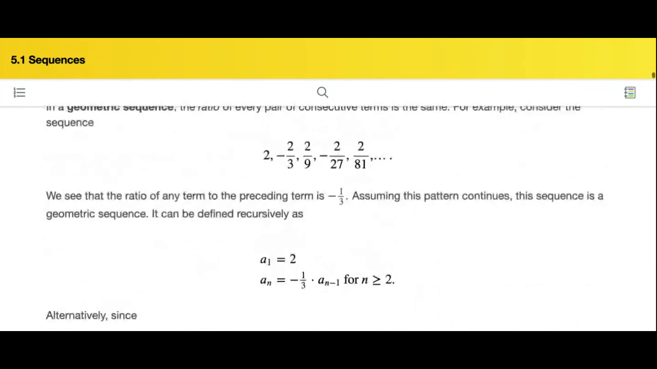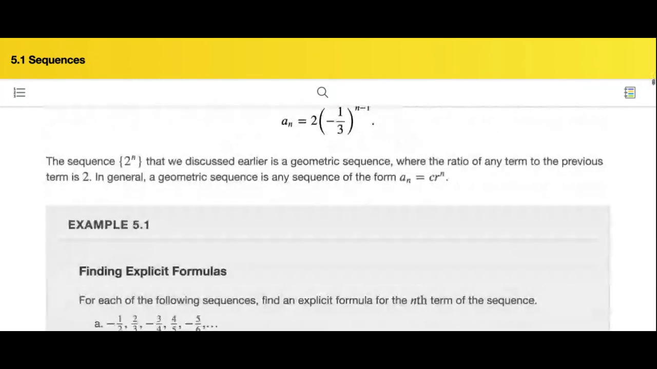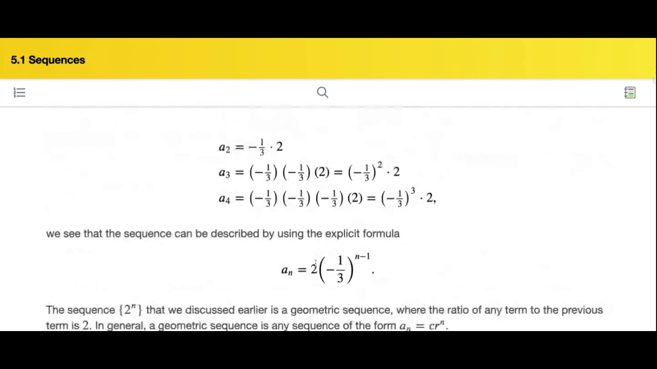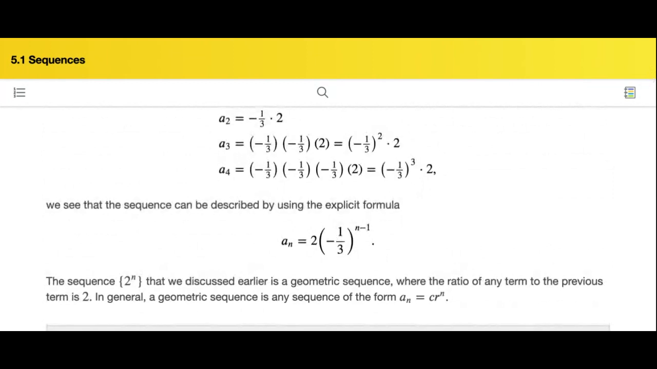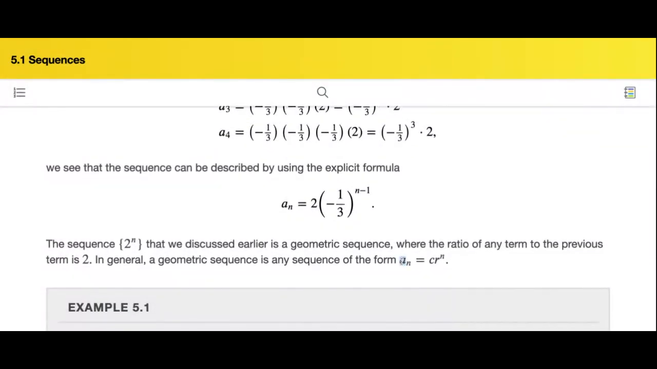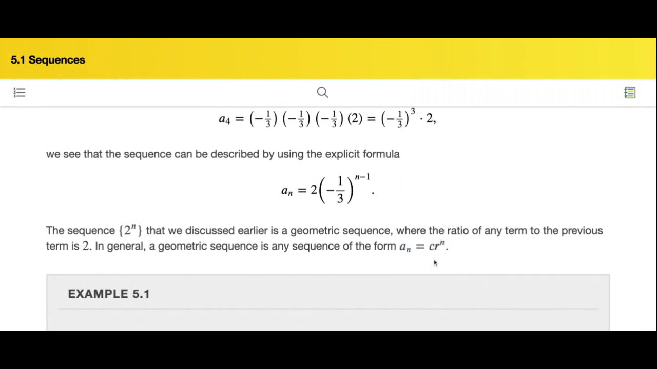So an arithmetic sequence can be represented by a linear function. A geometric sequence can be represented by an exponential function. Okay, any questions? So you see this an equals c times r raised to n. We can think of f of n equals a certain number c multiplied by r raised to n, an exponential function.